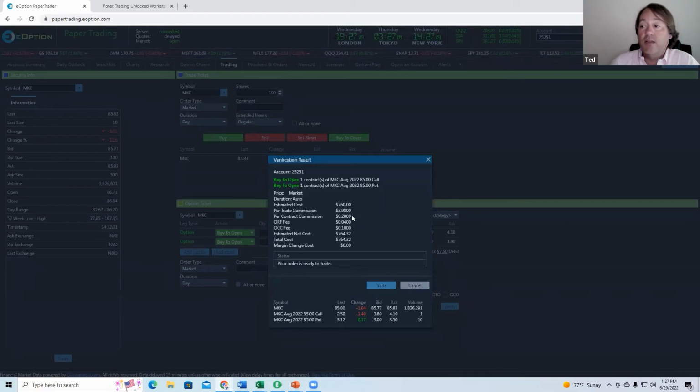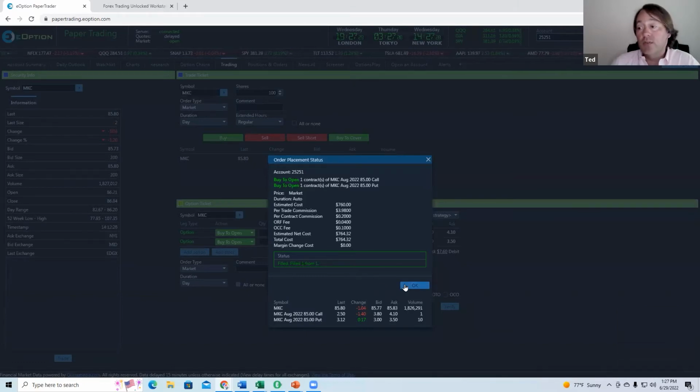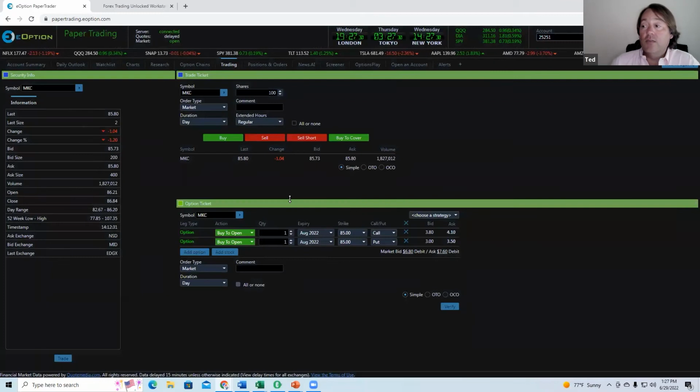Then there's the per trade commission, the exchange fees, and the OCC. These are ones that it's not eOption. Everyone pays this, no matter who you are. It gives you the estimated cost, and then you think that you agree that it's all good. You say place the trade. Ding, there you go. Order placed. You get your confirmation. We got filled at those numbers. Everything's okay. So now what does that mean?